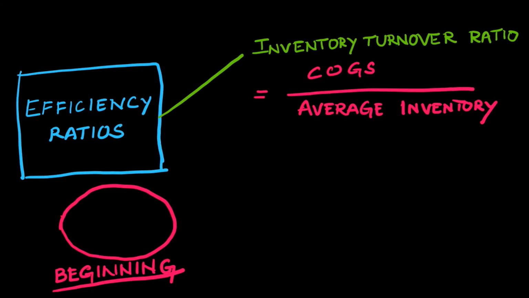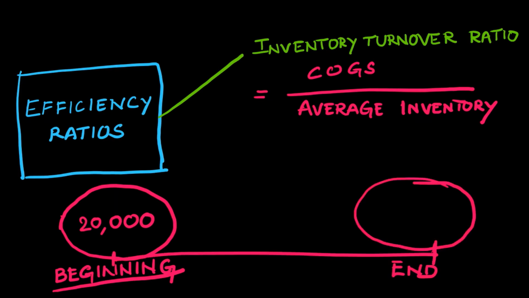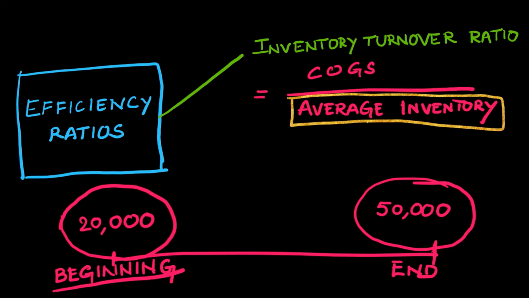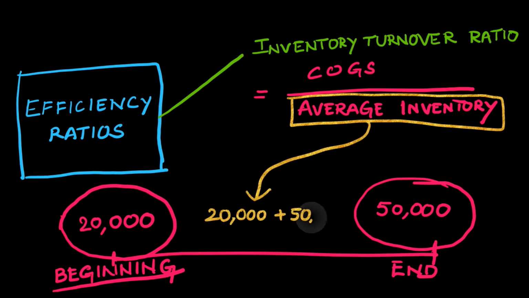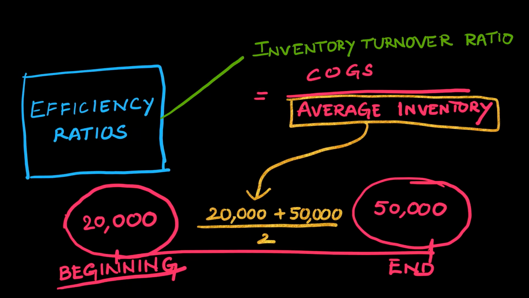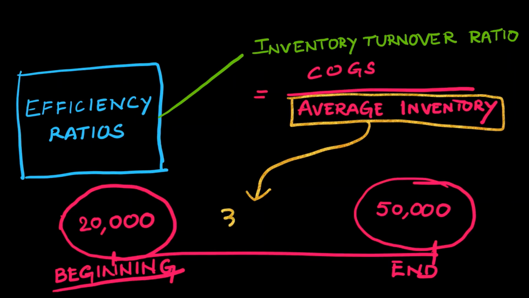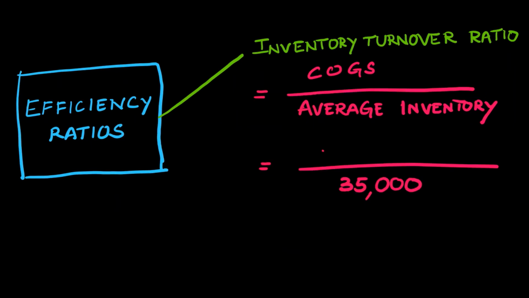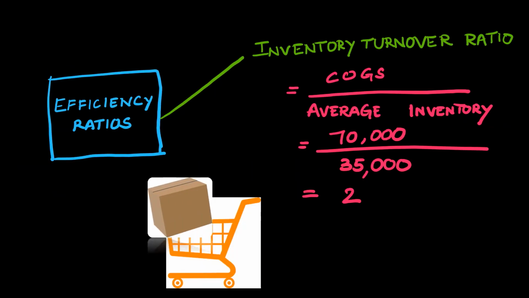Let's say the inventory at the beginning of the year is worth 20,000 rupees. By the end of the year, it's worth 50,000 rupees. The average inventory is 35,000 rupees, and the business spent an amount of 70,000 rupees on the cost of goods sold. The proportion of cost of goods sold to the average inventory is 2. This means for this year the business sold and replaced its stock 2 times.